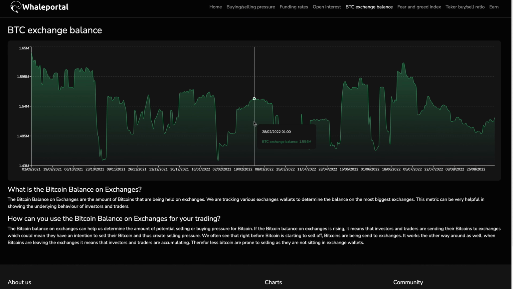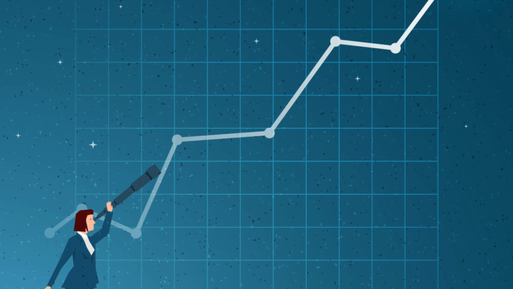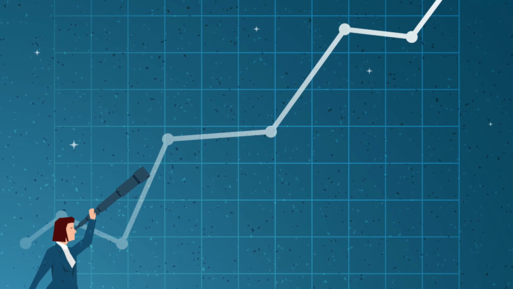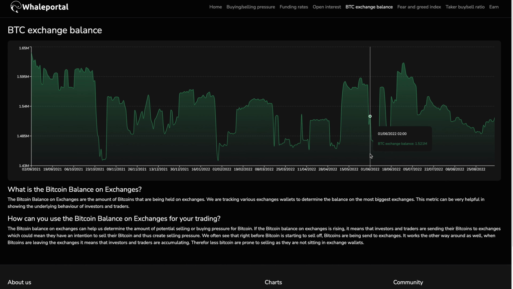And it works the other way around, of course. When Bitcoins are being withdrawn from exchanges, investors most likely have a longer term perspective because they do not intend to sell in the short term. Otherwise, they would have their Bitcoin on exchanges, and therefore having less Bitcoin on exchanges is more of a bullish than a bearish signal.